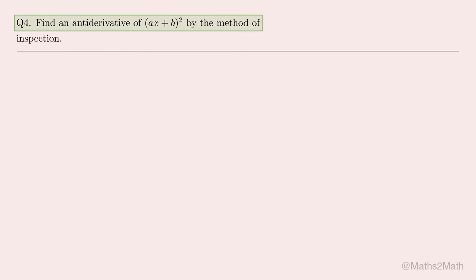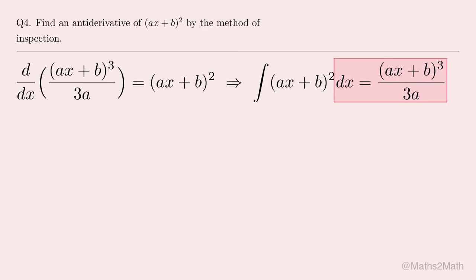Question 4, a squared linear expression. Raise the power by 1, divide by the new power, and by the inner slope a. The cube of ax plus b differentiates to 3a times the square, so divide by 3a.